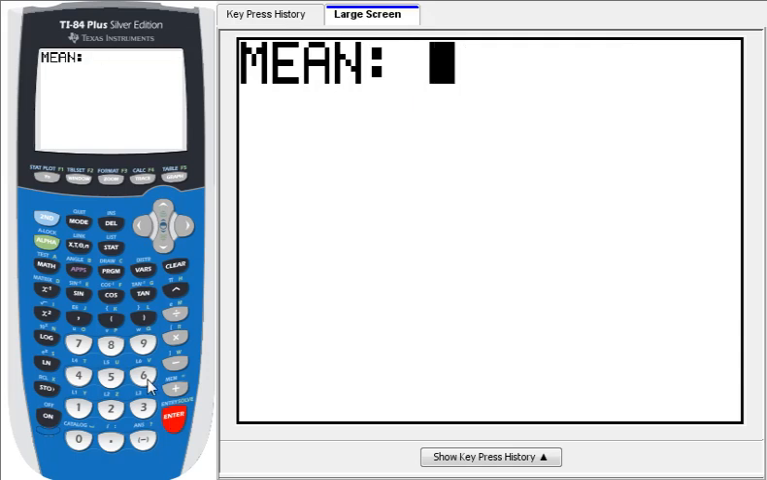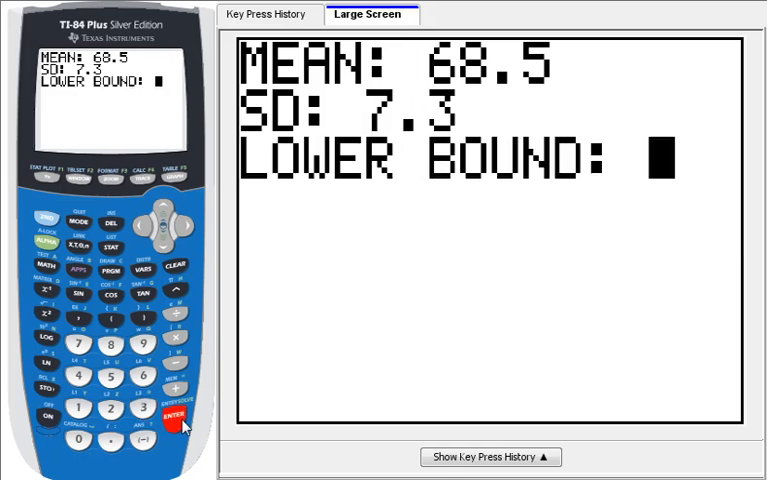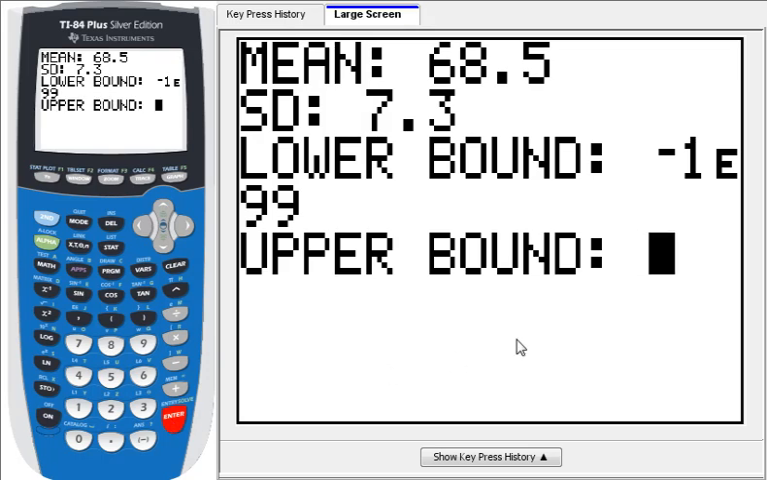and it prompts us for the variables. 68.5 is our mean. 7.3 is our standard deviation. Our lower bound, we would really like to put in negative infinity, but we can't really key that in. So put a super low number, or -1EE99 is the lowest possible number this calculator can handle. That's just as good as negative infinity for all intents and purposes. The upper bound is going to be 61.